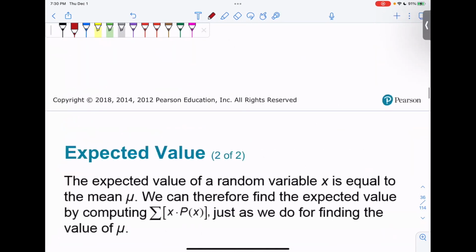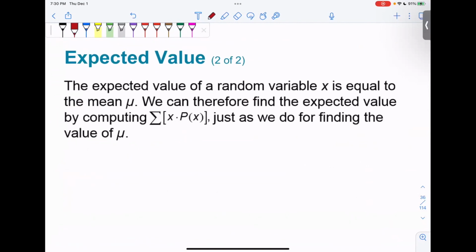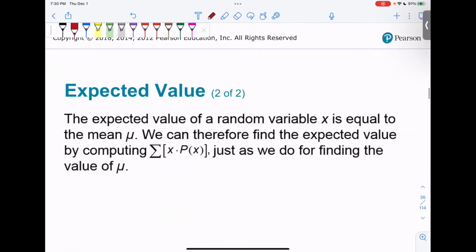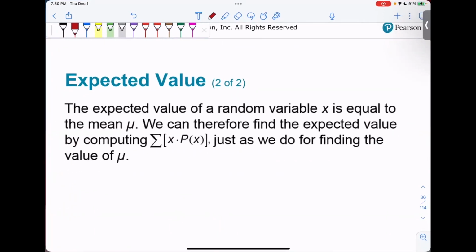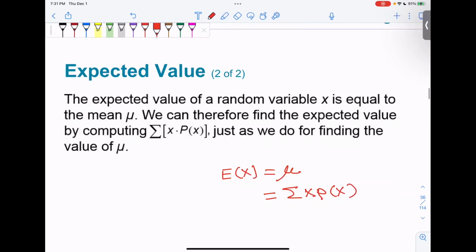I don't know why I repeat this one. Expected value, we did it already, I believe. The expected value is the same. We did say expected value of x equals mu. In our case here, mu equals the summation of x times probability of x. Or expected value is just equal to the same value as the mean. Okay.